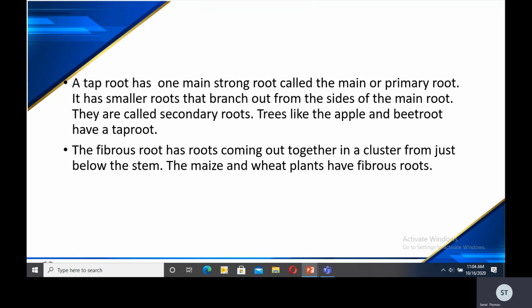Now, what are the advantages of plants that have a taproot? Yes, the taproot grows deep into the soil, and it can get water and other minerals from the deeper layers of the soil. That is the advantage of plants that have a taproot system.